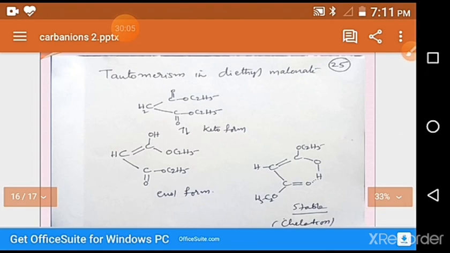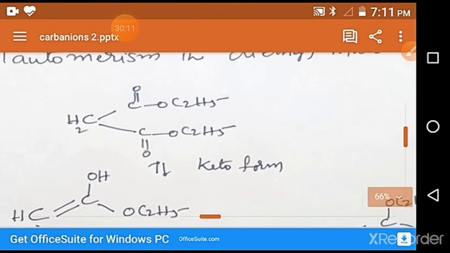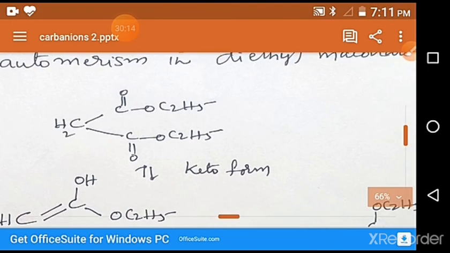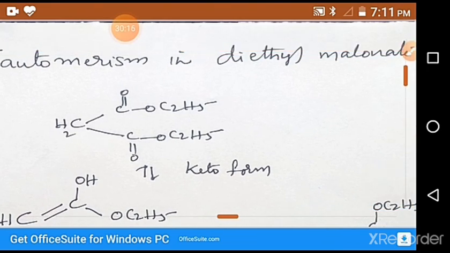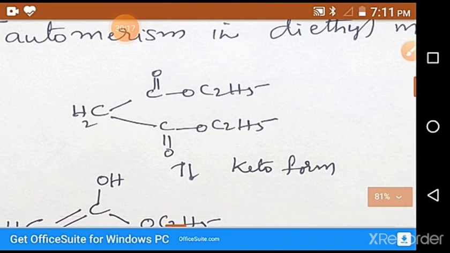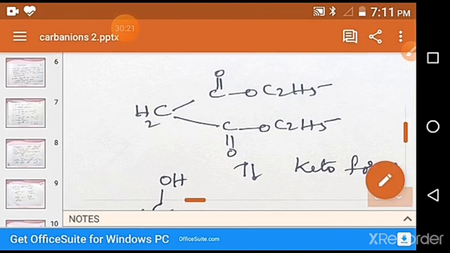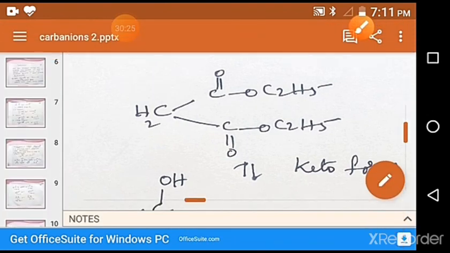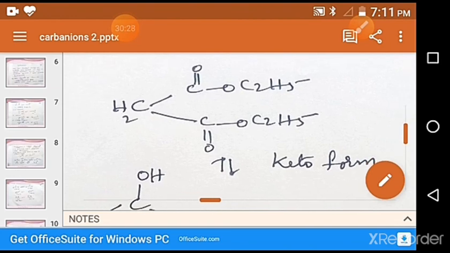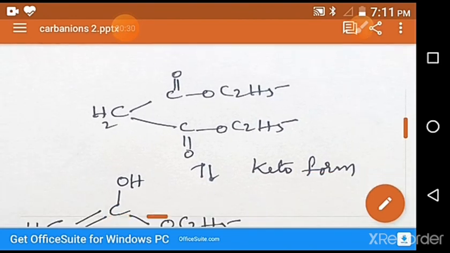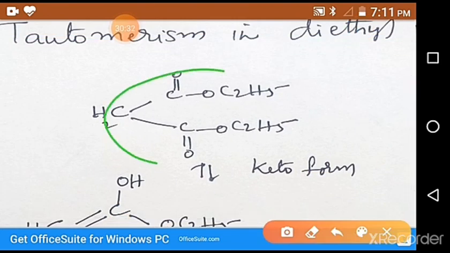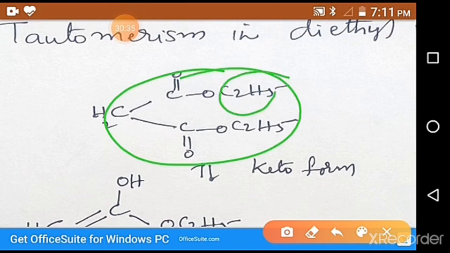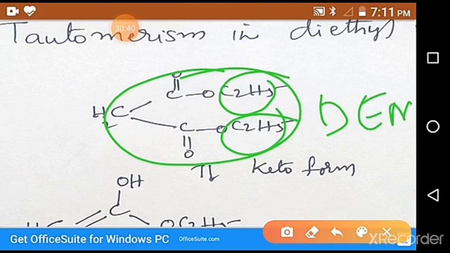In a similar way, diethyl malonate. This is malonic acid. If there is a COOH, we can say this is malonic acid. But here it is an ester, the diethyl ester of malonic acid. That's why we call it diethyl malonate.